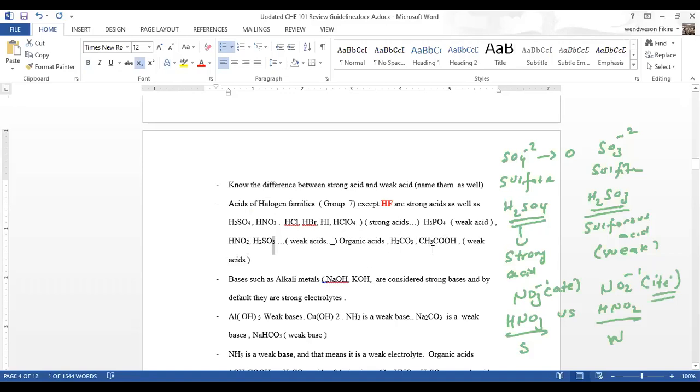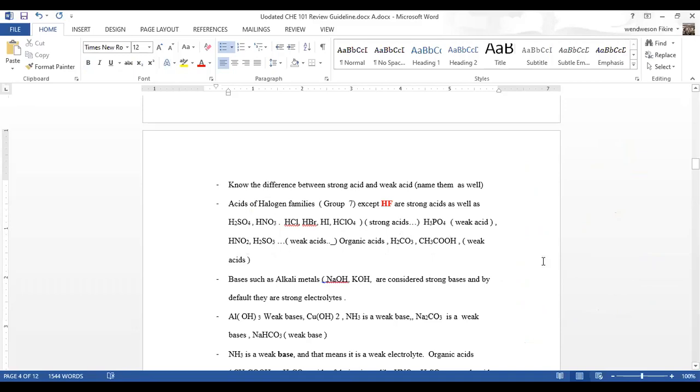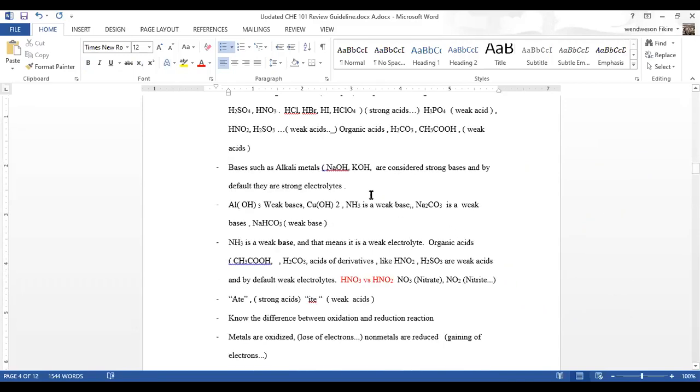Organic acids or carboxylic acids are considered weak acids as well. Bases, such as alkali metal bases, are considered strong bases, and by default, they are strong electrolytes as well. So strong acids are strong electrolytes, weak acids are weak electrolytes. They correspond, they affiliate with each other. Strong bases are always strong electrolytes as well.